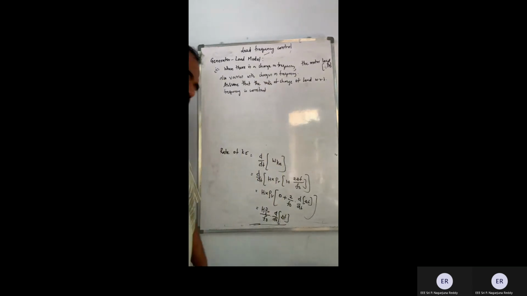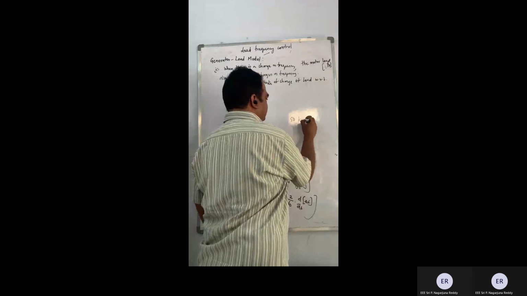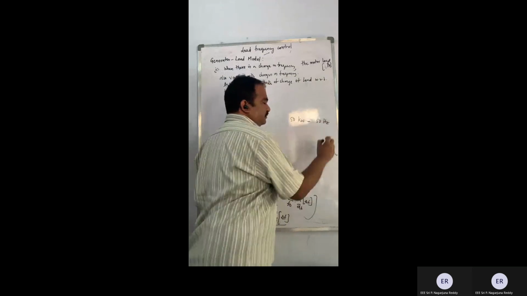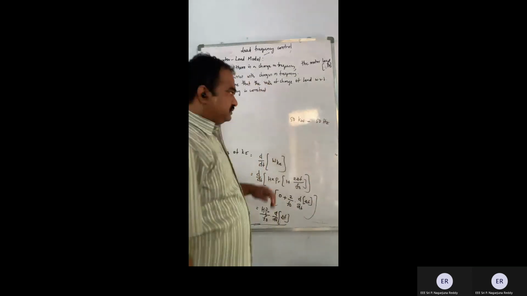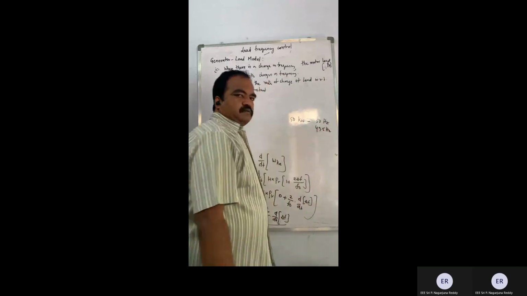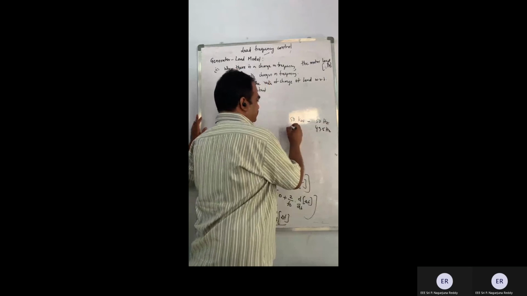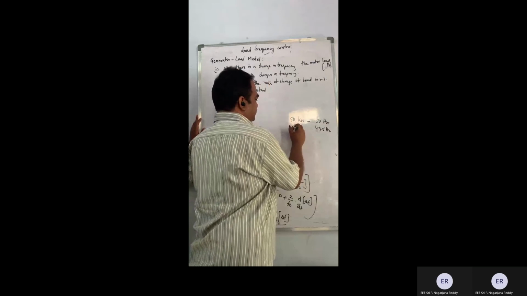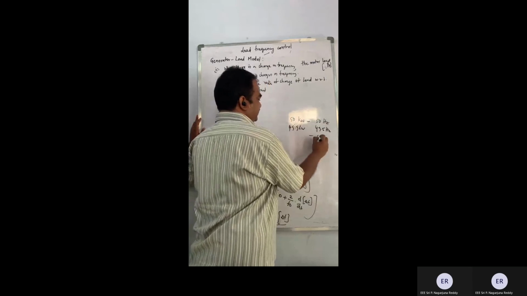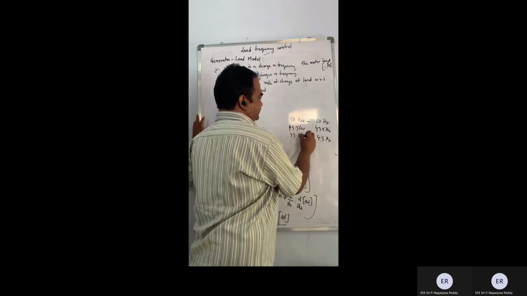Let us suppose my machine is running at 50 kilowatts at 50 hertz. Normally, let us suppose the frequency becomes 49.5 hertz. So automatically my power also reduces. Basically, let us suppose it becomes 49.9 kilowatts. If the frequency comes to 49, it will move to 49.8 kilowatts, like this.